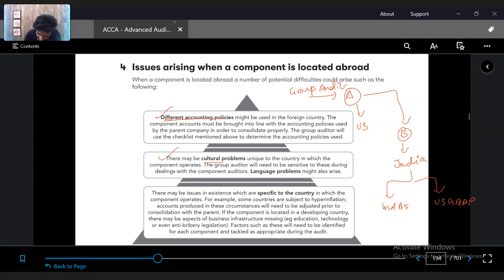The second one is cultural problems. Each country has its own way of dealing with things, and the group auditor will need to be sensitive to these dealings of the component auditors. There could also be language problems. To give an example, in China, they don't speak English at all, only Chinese. So it's very important that a component auditor be in China, because the Chinese auditor has to speak to the Chinese people.